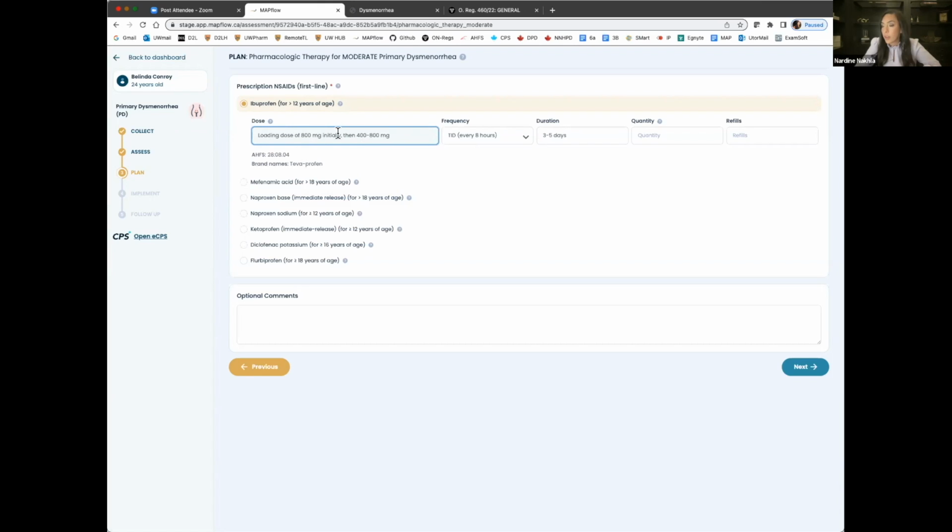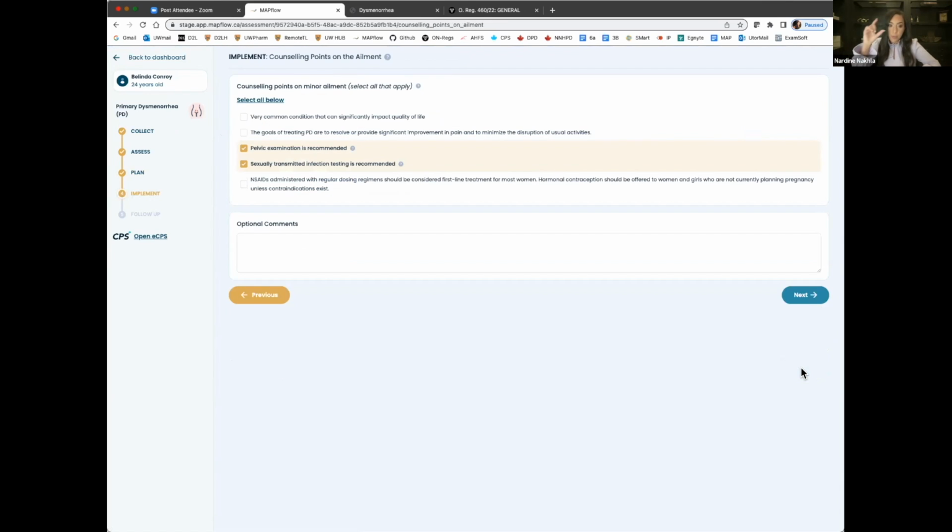So I'm going to go with a loading dose because I know that those work a little bit better for primary dysmenorrhea. TID, 3 to 5 days. Quantity, I'll put in 30. Refills, I'll put in 1. That information will then go and auto-populate into a prescription that will print.